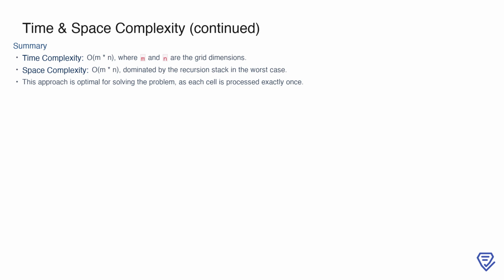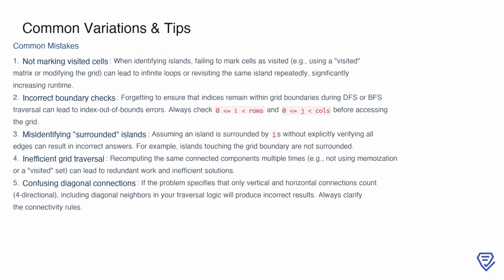When solving the number of closed islands problem, there are several common mistakes to watch out for. First, not marking visited cells during traversal can lead to revisiting the same island multiple times, which wastes time and can even cause infinite loops. Always use a visited matrix or modify the grid itself to track which cells have already been processed.